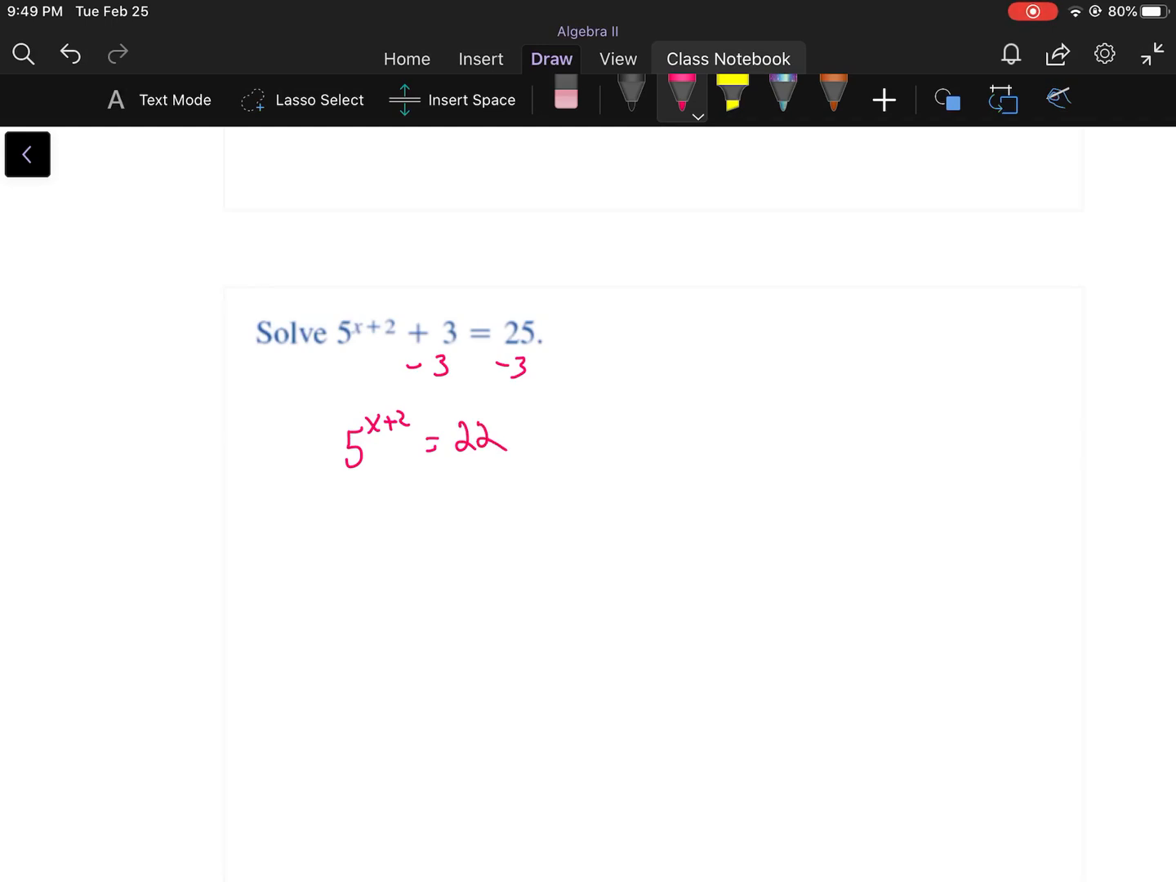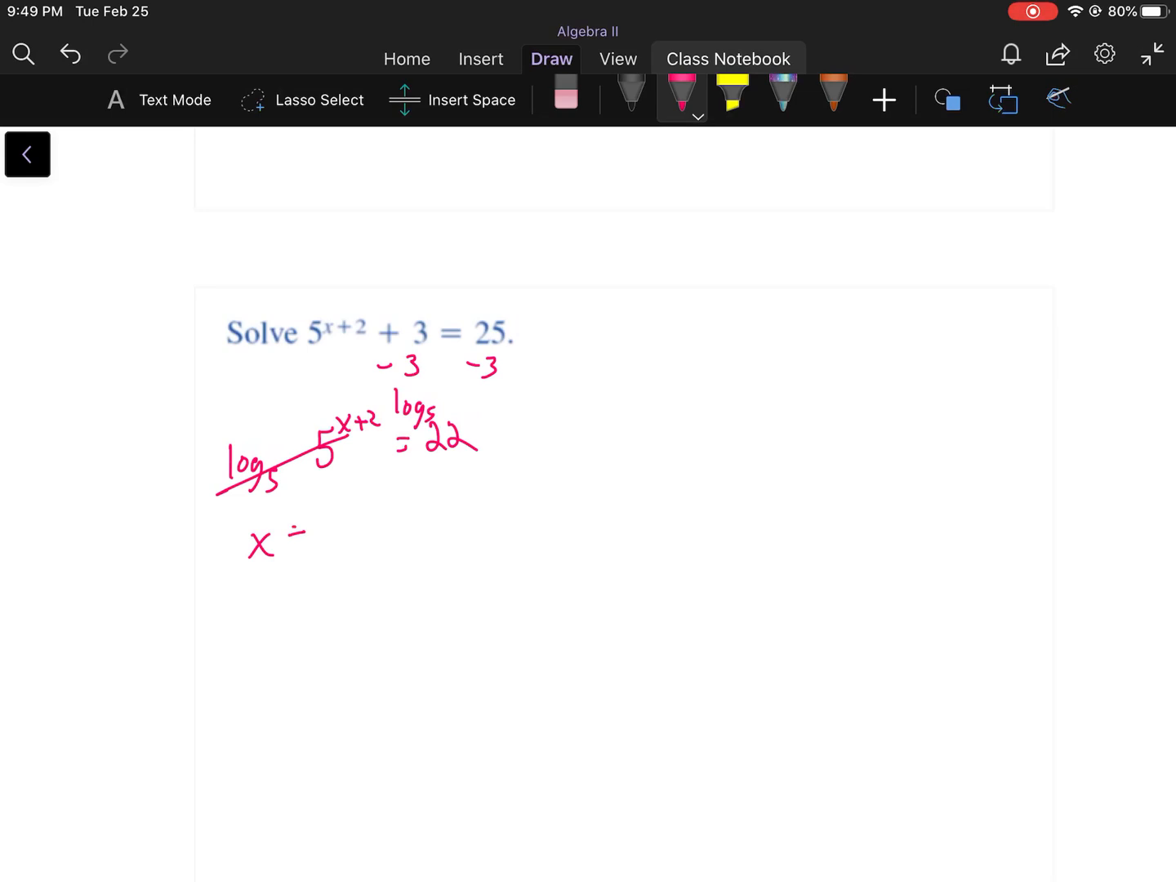So 22. I can't change 22 into 5 to some power. I could have 5 to the second power, but I need to get rid of that plus 3. So what I'll do is take log base 5 of both sides. That will cancel that out, and I'm left with x plus 2 equals log base 5 of 22. I'm going to subtract 2 from there.